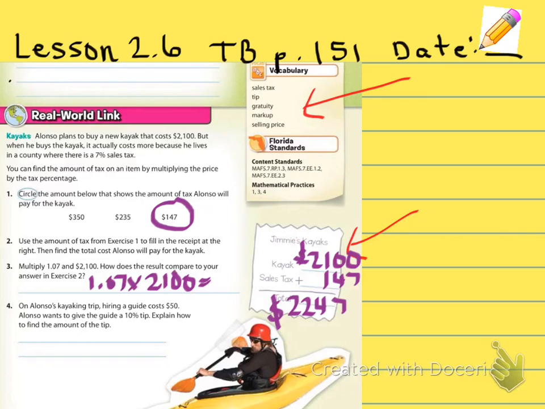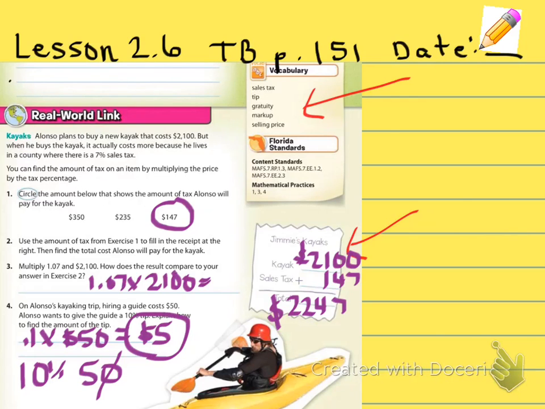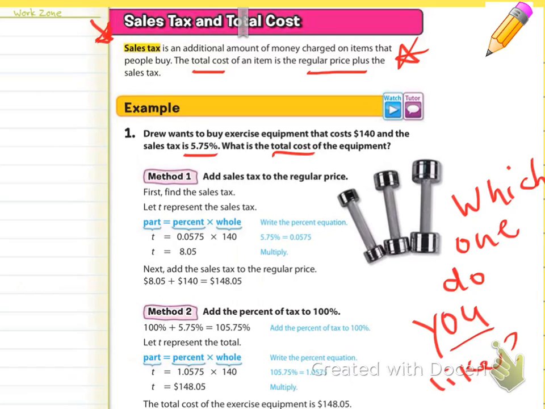And for number 4, Alonzo on the kayak trip, he is hiring a guide for $50 and wants to give him a 10% tip. So what you would do is change the 10% to a decimal, 0.1 times $50, and you should get a $5 tip. Or you can use that whole 10% rule thing, meaning drop the 0 and you are still back at the $5.